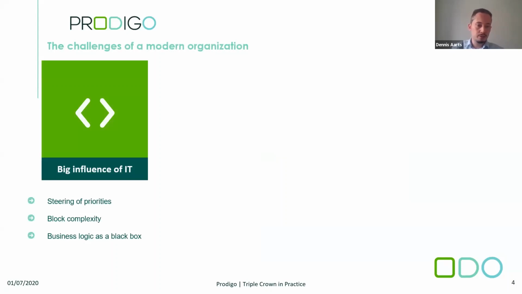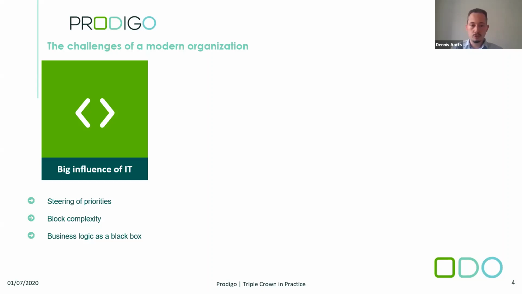Then why apply the Triple Crown? There are different challenges that modern organizations have. And we have split those challenges up into three main concerns, being first the big influence of IT. So what we see is that IT steers the priorities in a lot of organizations, whereas normally you would expect that the business does so. But based on the amount of work that IT has and the complexity of things, we see that they have a lot of influence when it comes to the priorities setting.